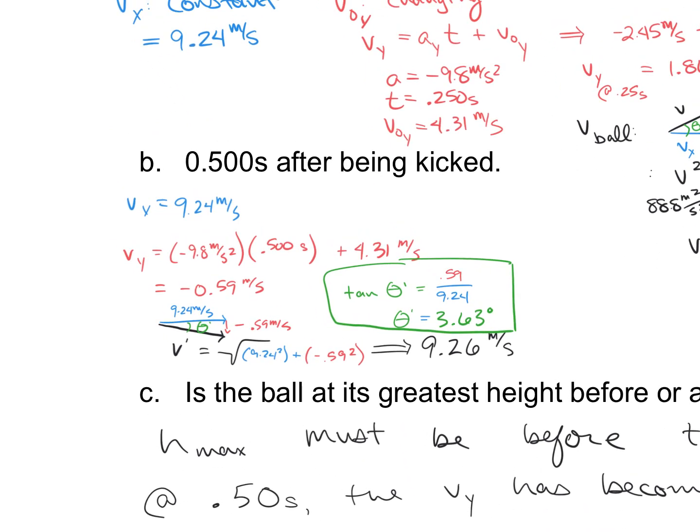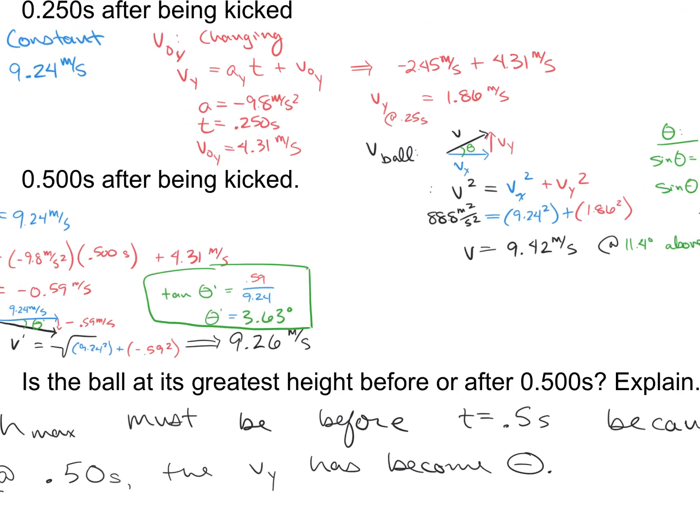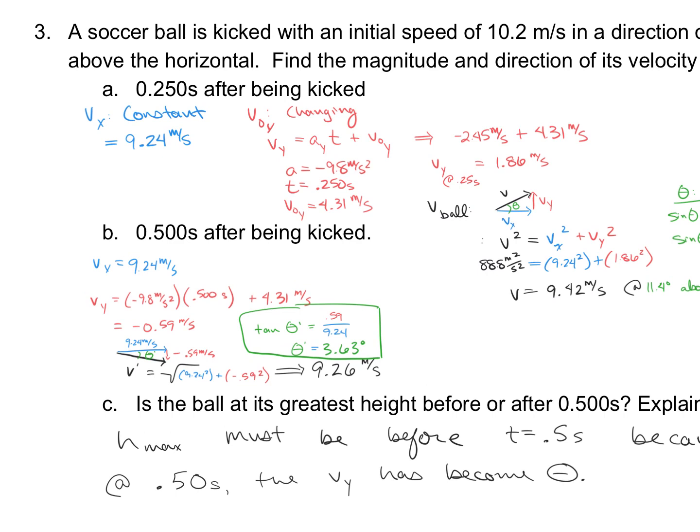The next question is basically the same question, just at a different time. What is the velocity at half a second after it's kicked? So you could end up solving for it. Now this one, if you compare it to the one before, is a little slower, but is it slower because it's before or after its height? So you can figure out at half a second, the velocity is negative 0.59 at this point. So the Pythagorean theorem, again, to the rescue, produces your new final velocity of 9.26 meters per second.